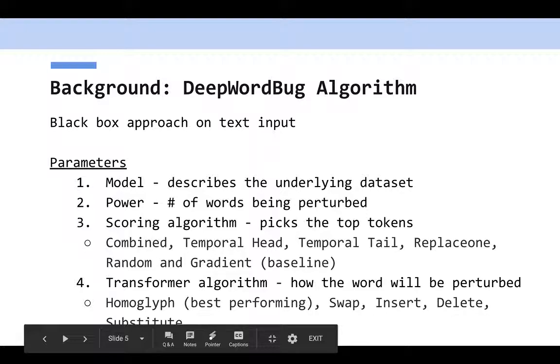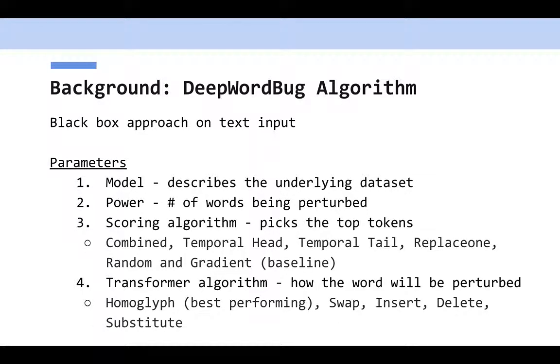For the background of the DeepWordBug algorithm, this is something that G and Professor Chi have been working on for a very long time. It is a black box approach on text input to create adversarial text sequences. As a basic overview, the parameters that G used in his model, and that we were using for the adversarial text playground visualization, are the model, power, scoring algorithm, and transformer algorithm.